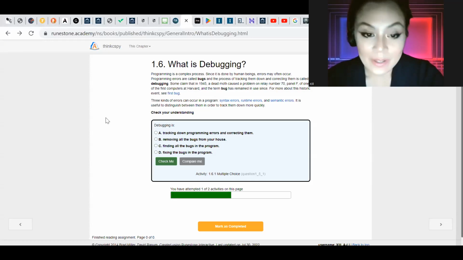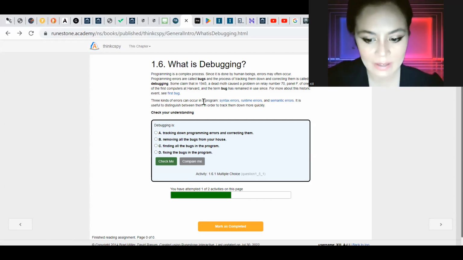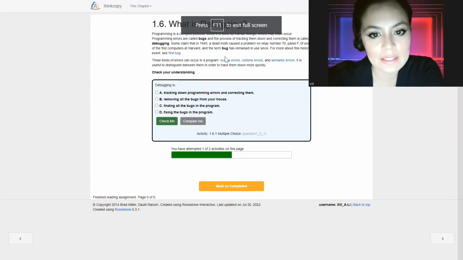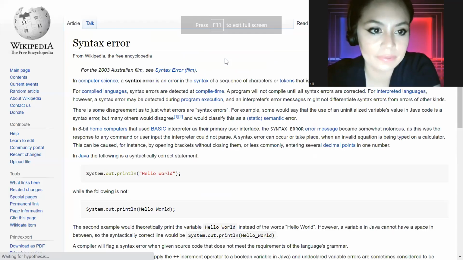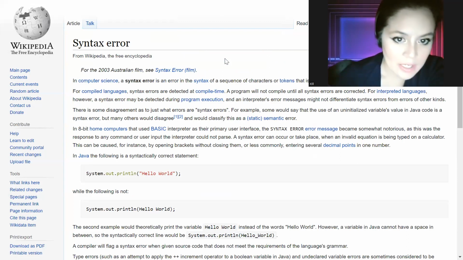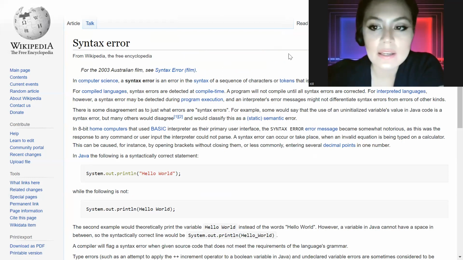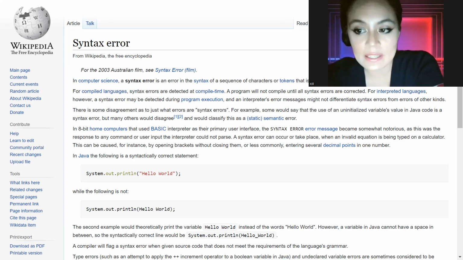Alright. 3 kinds of errors can occur in a program: syntax errors, runtime errors, and semantic errors. It is useful to distinguish between them in order to track them down more quickly. So according to Wikipedia, syntax error is an error in the syntax of a sequence of characters or tokens that is intended to be written in a program, in a particular programming language.